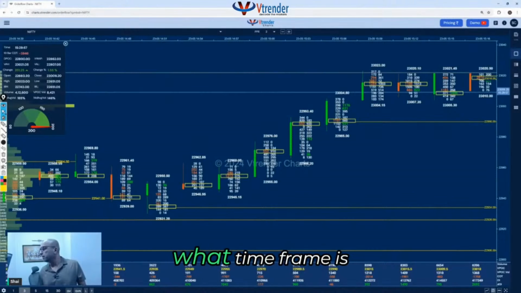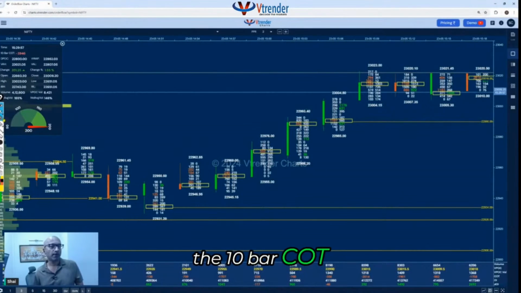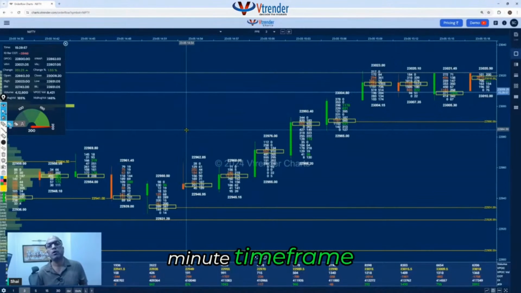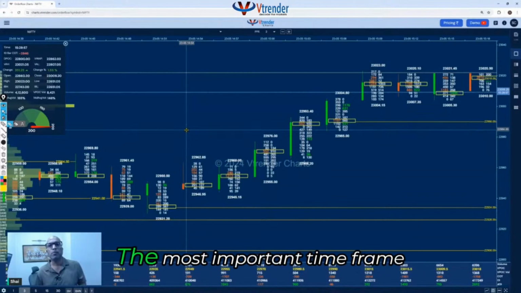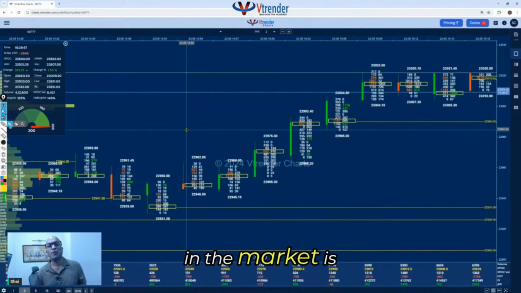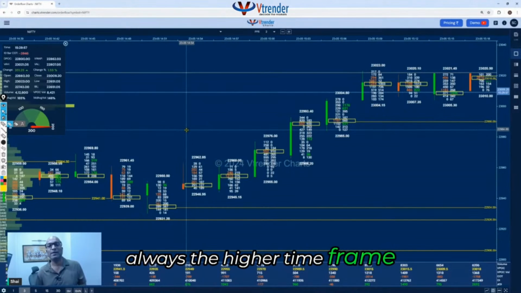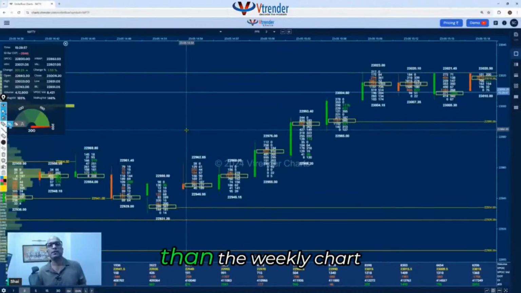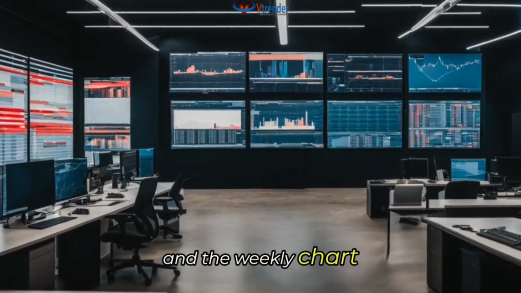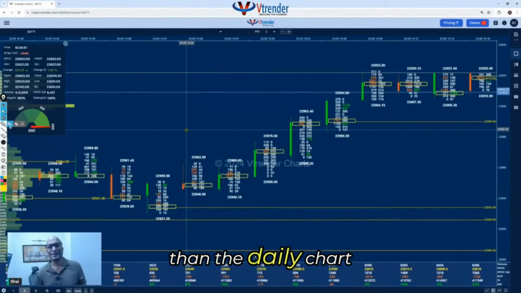The question is, what time frame is best to monitor the 10-bar COT? Whether you trade a 1-minute time frame or a 3-minute time frame or a 15-minute time frame or the 30-minute time frame, the most important time frame in the market is always the higher time frame, right? So the monthly chart is a little bit more significant than the weekly chart, and the weekly chart is more significant than the daily chart.